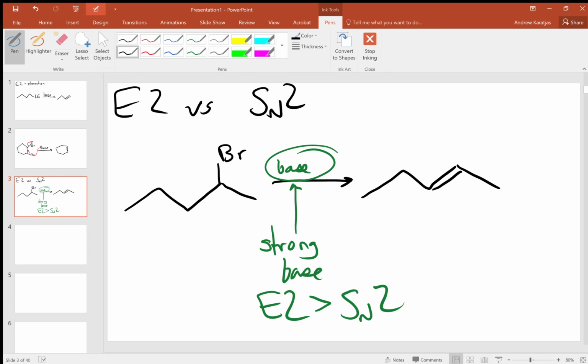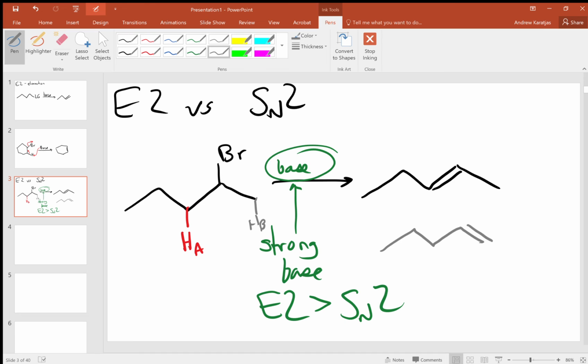The second piece is in a compound like this one, we have two possible protons we could remove. We could remove this one I've labeled HA or this one HB. And the product I've shown, I've removed HA. Had I removed proton HB, we'd get the product I've drawn below in gray.